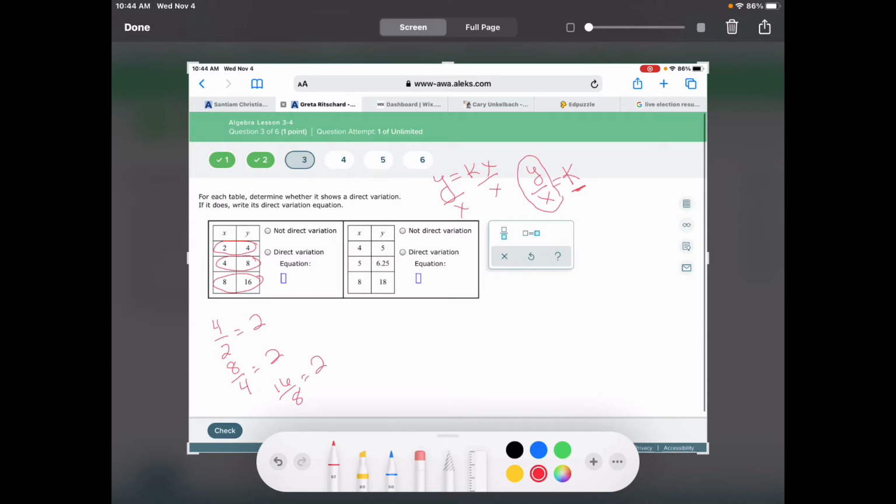So my constant of variation, we could actually write an equation for this. And so this is a direct variation, and it says write its equation. Okay, so that's what we're going to write right there.